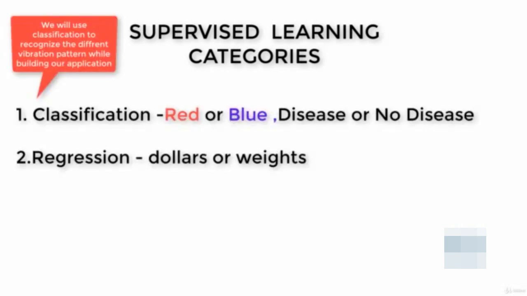Supervised learning is classified into two categories of algorithms. The first is classification. A classification problem is when the output variable is a category, such as red or blue, or disease and no disease. The second is regression. A regression problem is when the output variable is a real value, such as dollars or weight.